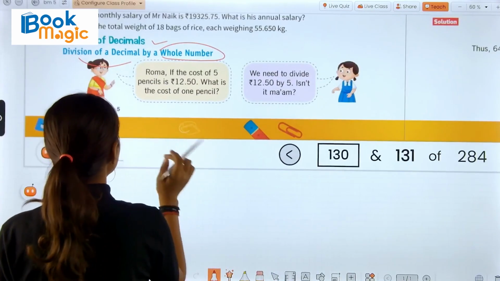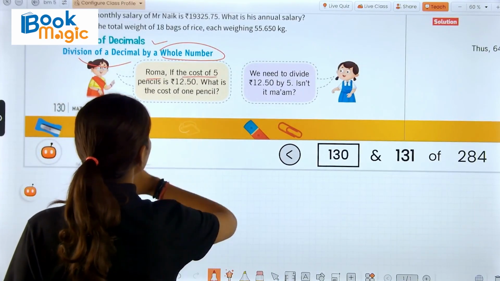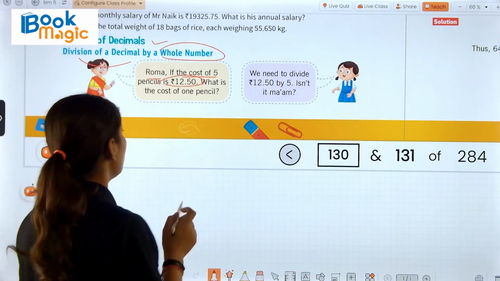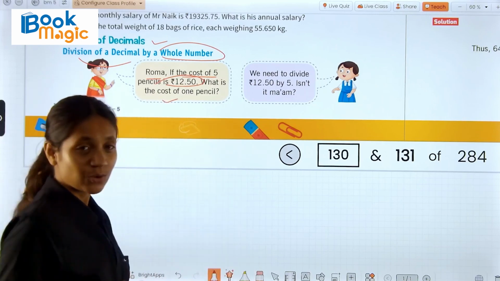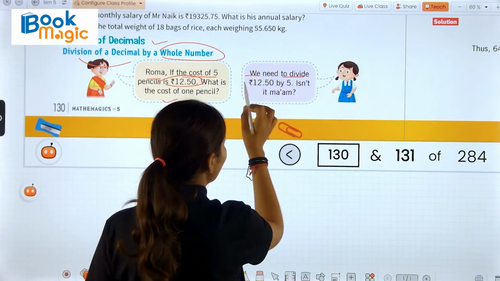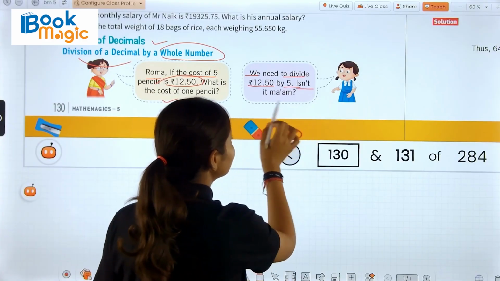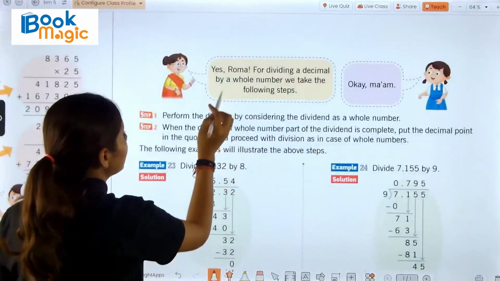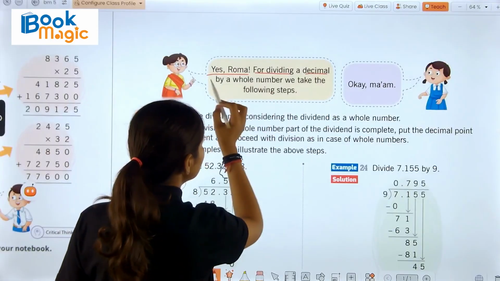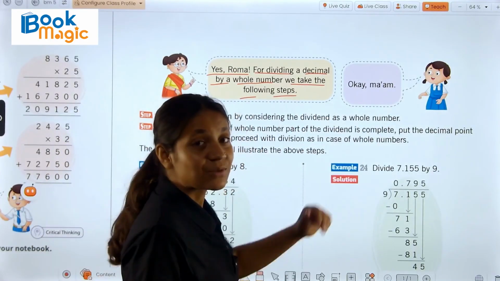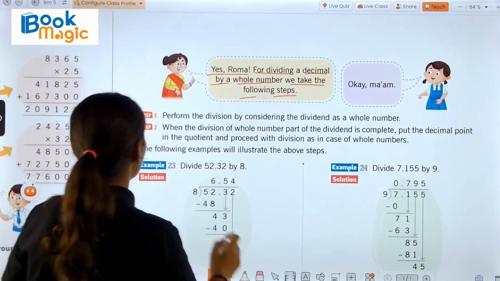So here the teacher is saying, Roma, if the cost of 5 pencils is rupees 12.50, what is the cost of one pencil? Then Roma replied, we need to divide 12.50 by 5. Isn't it, ma'am? Then the teacher said, yes, Roma, for dividing a decimal by a whole number, we take the following steps. And Roma said, okay, ma'am. Now, what are these steps?